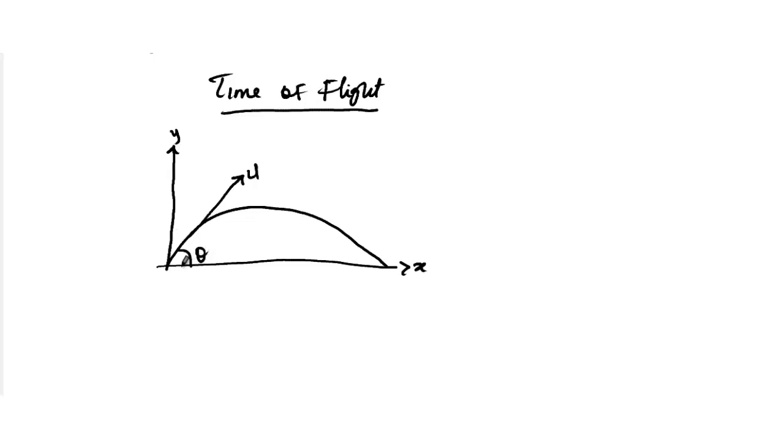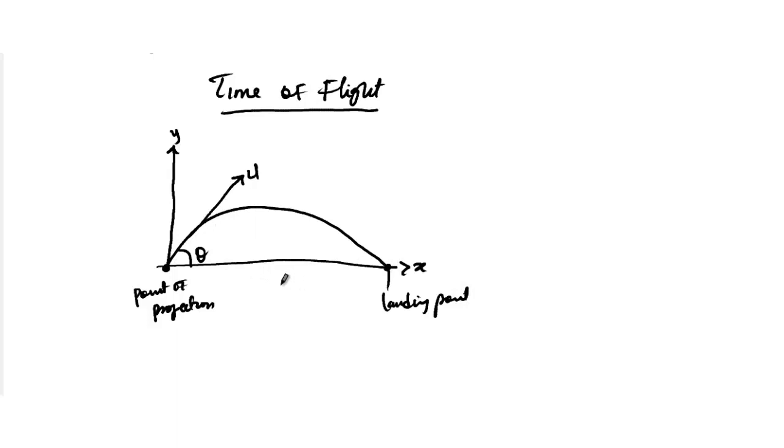The time of flight of a projectile is basically the time taken for the projectile from the point of projection to the landing point. How do I mean? Let's assume that a projectile is projected from this point. I call this one the point of projection. And this point is where it lands. So I call this the landing point. So the time of flight is the time it takes you to travel and come here.